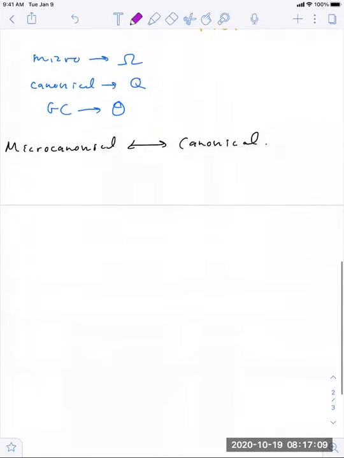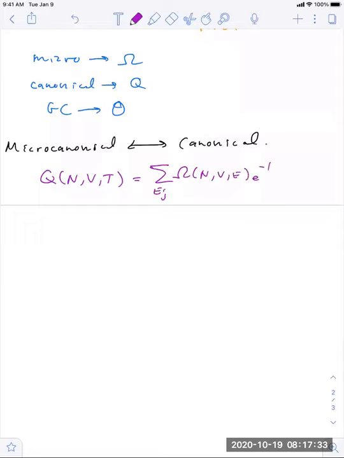But if I'm thinking in terms of the microcanonical ensemble, let's think instead in terms of summing over energy levels instead of microstates. So I can say that my canonical partition function Q of control variables N, V, and T is going to be the sum now over all energy levels E sub J of my microcanonical ensembles, and then again times this exponential.